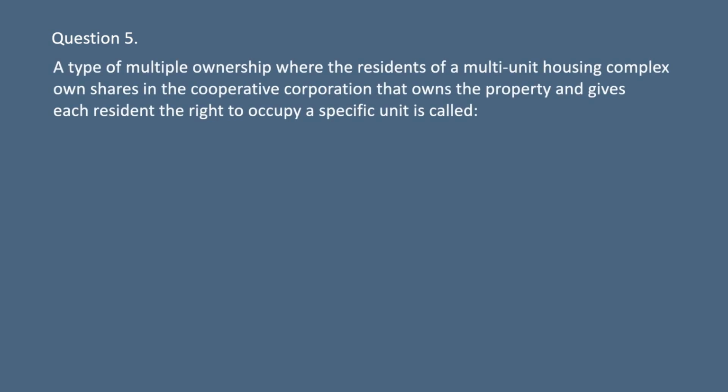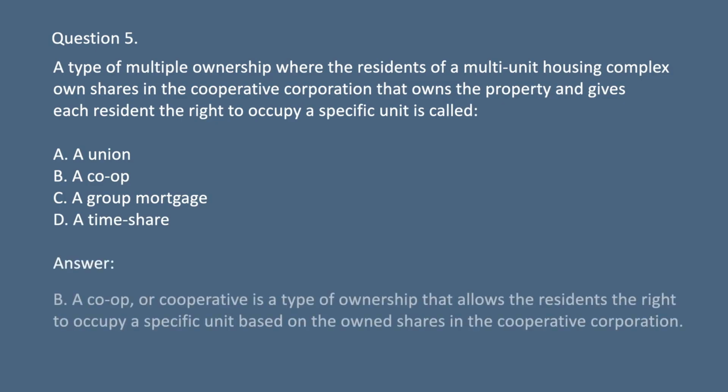Question 5. A type of multiple ownership where the residents of a multi-unit housing complex own shares in the cooperative corporation that owns the property and gives each resident the right to occupy a specific unit is called A. A union. B. A co-op. C. A group mortgage. D. A timeshare. Answer B. A co-op, or cooperative, is a type of ownership that allows the residents the right to occupy a specific unit based on the owned shares in the cooperative corporation.